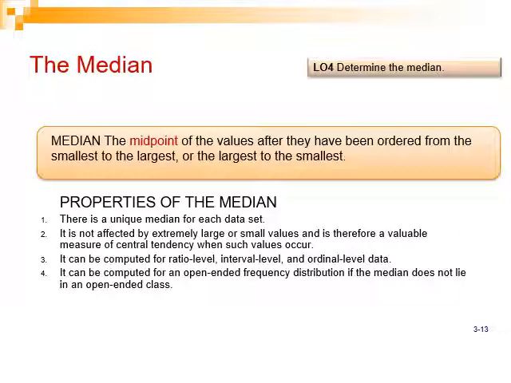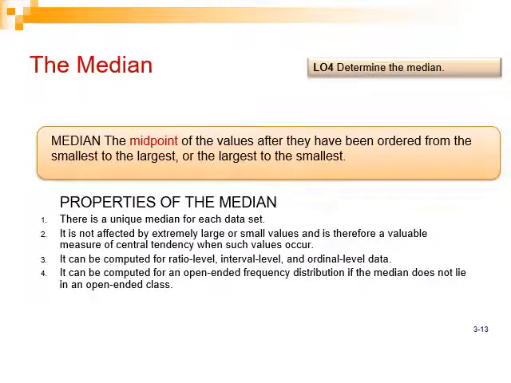First, there is a unique median for each data set, like the mean. Also, the mean is unique; there is not more than one mean result in the same case. Number two, it is not affected by extremely large or small values, and it is therefore a valuable measure of central tendency when such values occur.